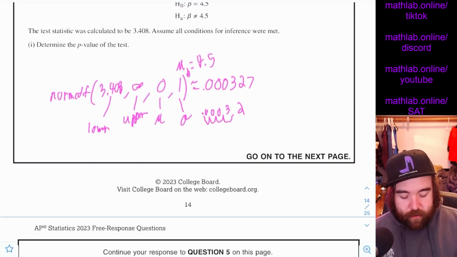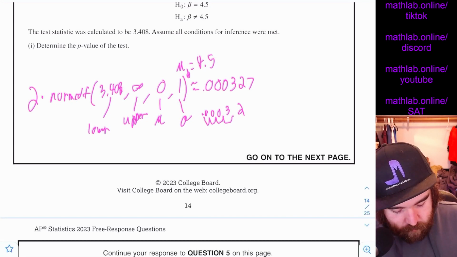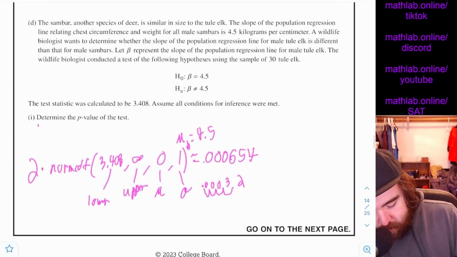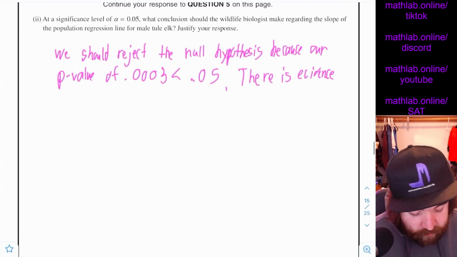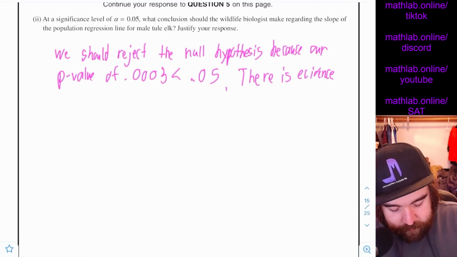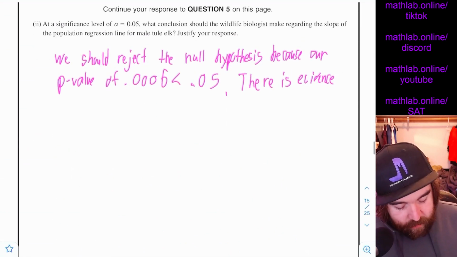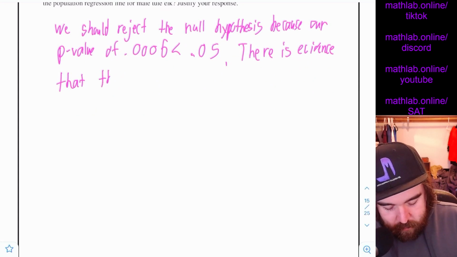We actually need to find that on both sides, right? So we should multiply that by 2 because it's two-sided. Yeah, that's what they were getting at here. It's two-sided, so we have to multiply that by 2 because you got to look at both tails. Still less, though. Still significantly less. We'll still pop the 0.06. There is evidence that the slopes are different.